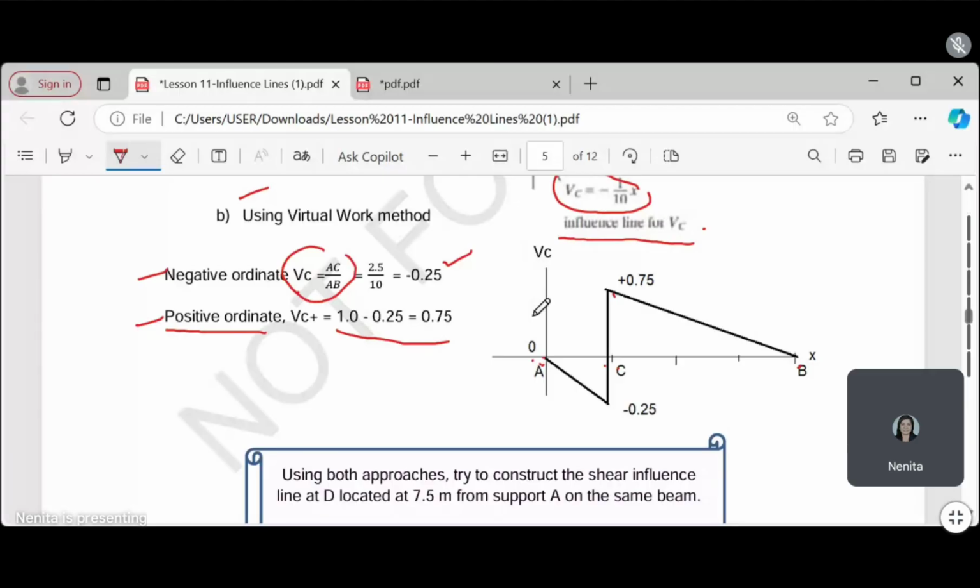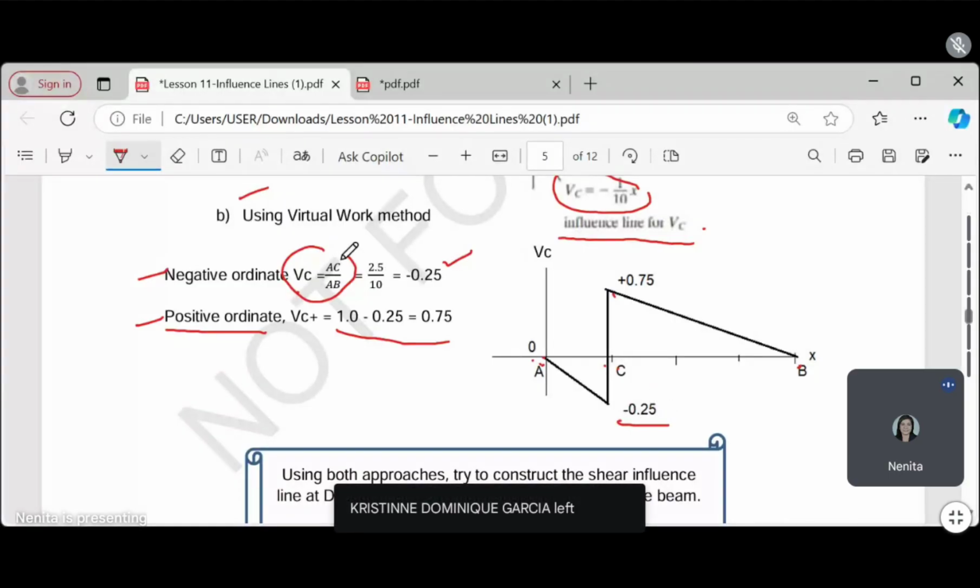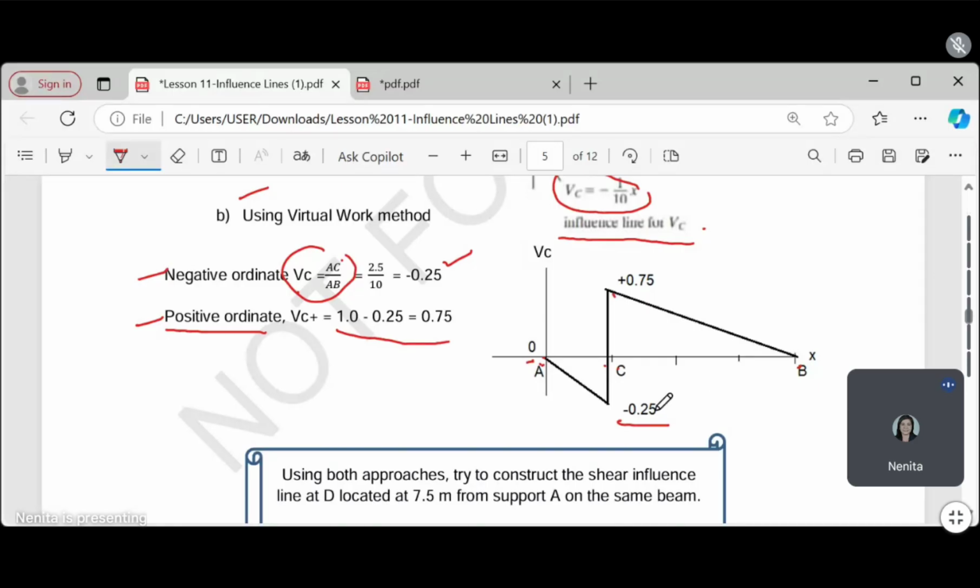Did you understand, class? The sum of these two is not algebraic, it is by magnitude: 0.25 and 0.75, the distance should be 1, because there is no negative distance. So once you establish the negative ordinate using AC over AB, you can get the positive ordinate. At the supports, the shear is 0. Since B is a support, that is 0. Class, did you understand? Yes, ma'am. Any questions? No questions yet, since we have not started solving.